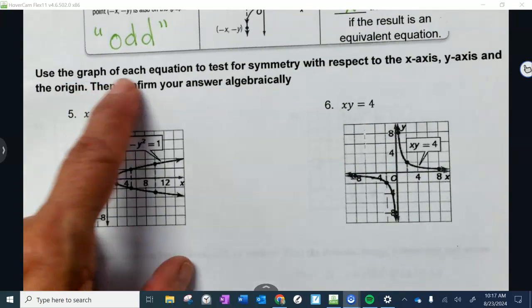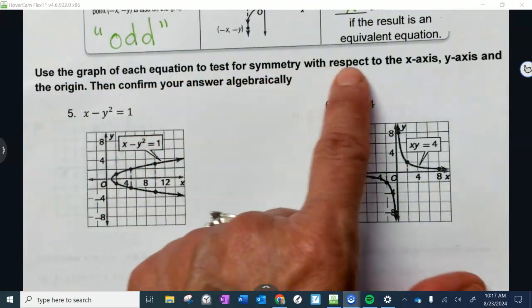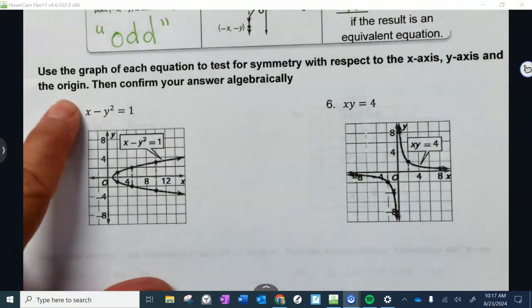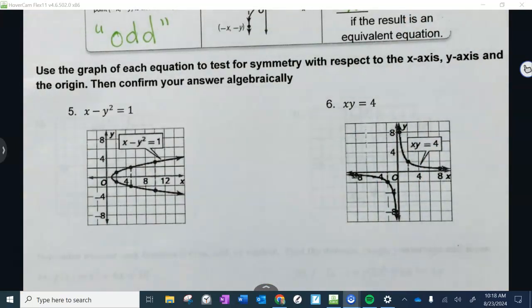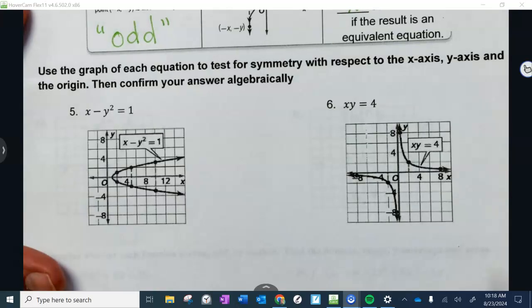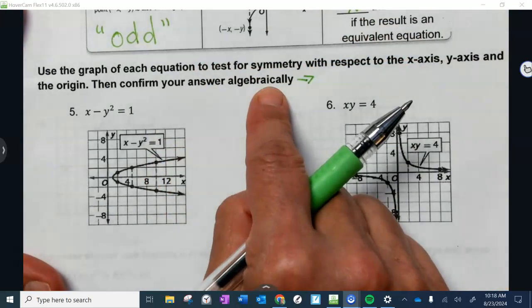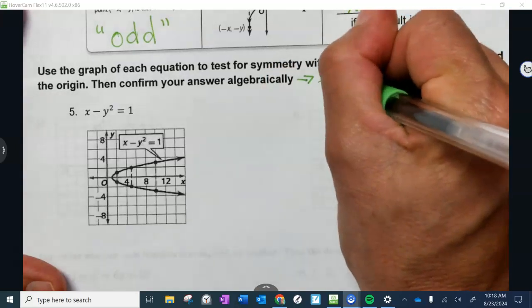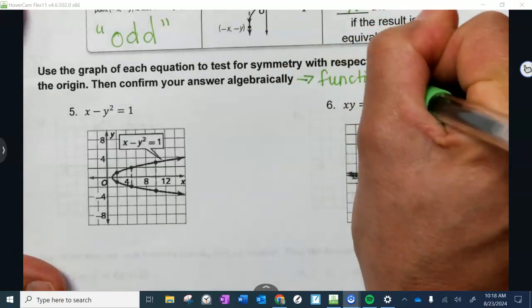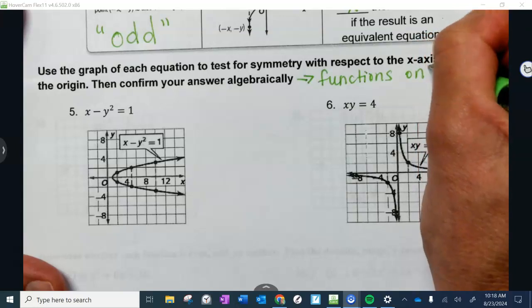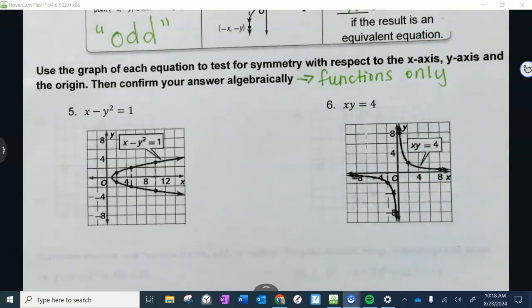All right, use the graph of each equation to test for symmetry with respect to the x-axis, y-axis, and the origin. Then confirm your answer algebraically. So we are most certainly going to confirm our answer algebraically for functions only. If it's symmetrical to the x-axis, you have to identify that, but you don't have to prove it algebraically.